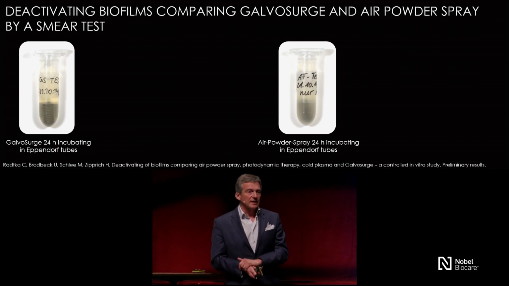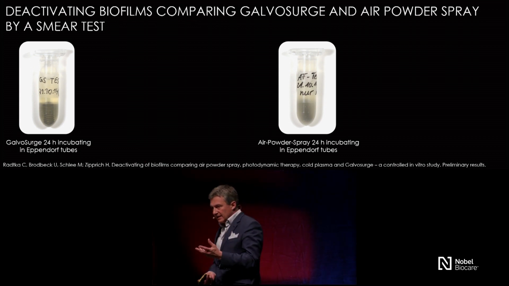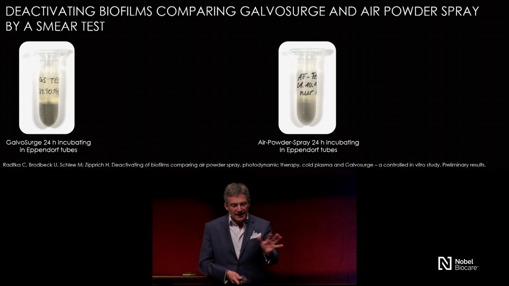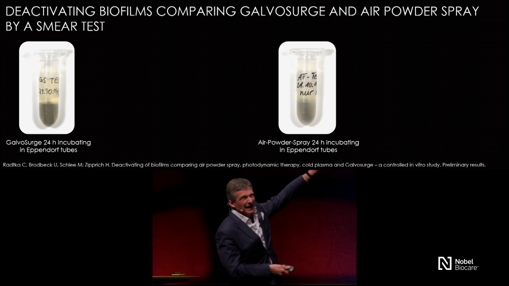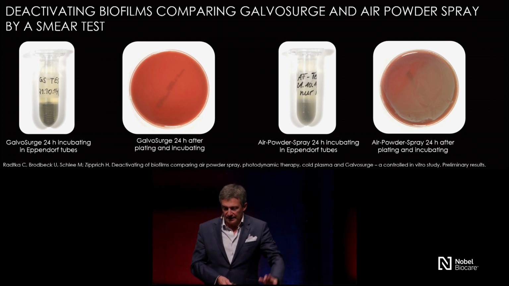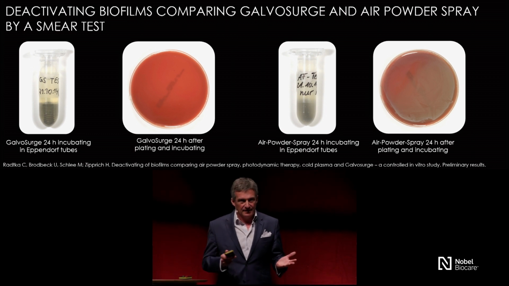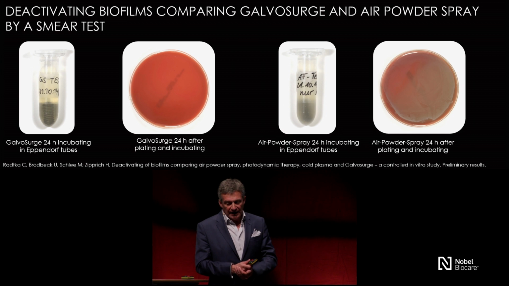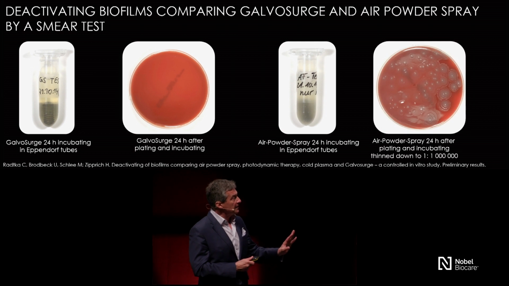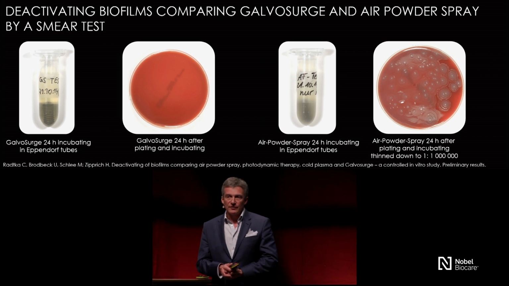On the left side, you see the Galvosurg. After cleaning it, we put it to an Eppendorf tube, incubated it with a nutrition solution, and bred it. And if you compare this, you see this is a clear solution, and this looks somehow different. Then we plated it out on a blood agar to count colony-forming units, and we didn't find any in the Galvosurg approach, and we also were not able to count colonies in the air powder spray because everything grew together. After we thinned it to 1 to 1 million, we were able to count single colony-forming units.